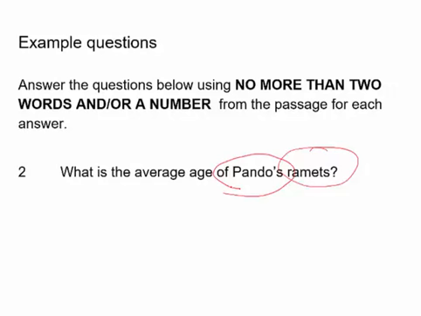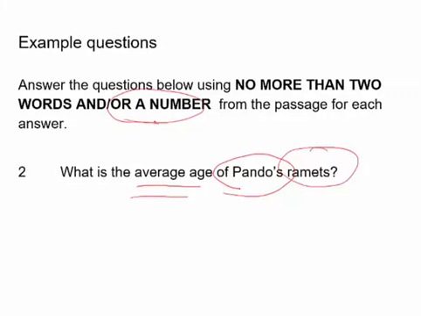So the question is, what is the average age? Our answer must be the average age of something. In this case, we are pretty certain, right? We're going to provide a number as our answer. That's going to be what answers this prompt correctly. So that's what we're going to search for related to Pando.